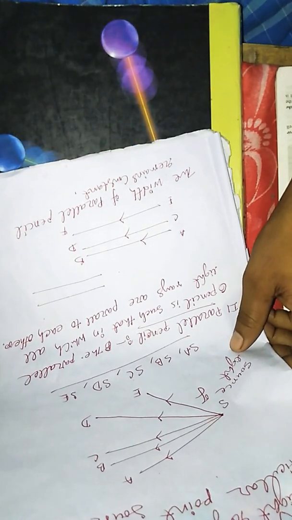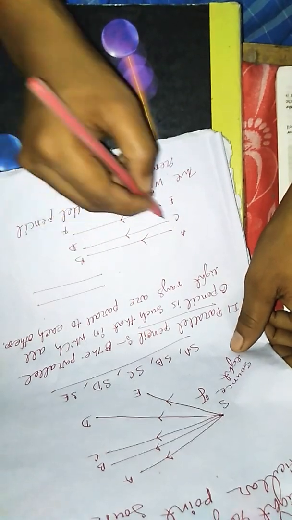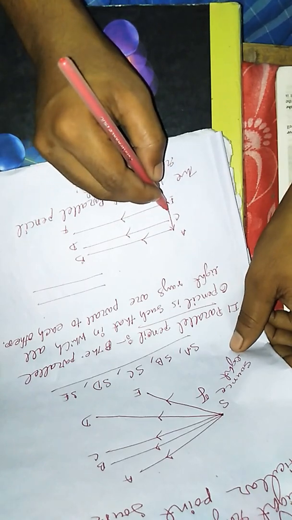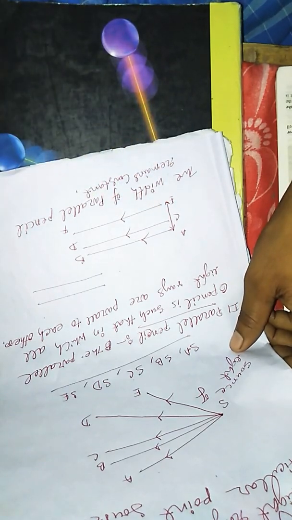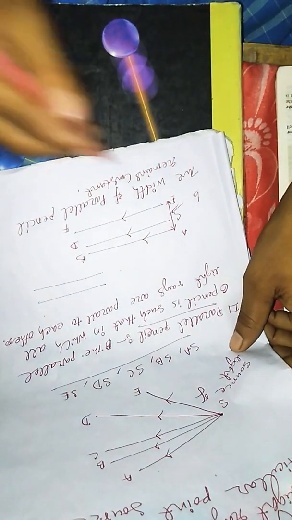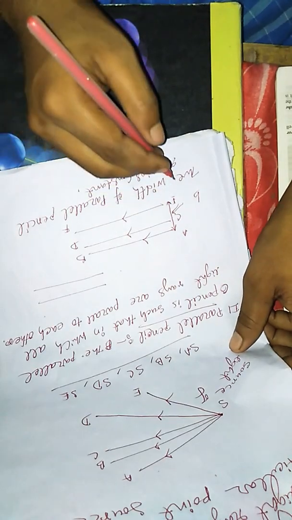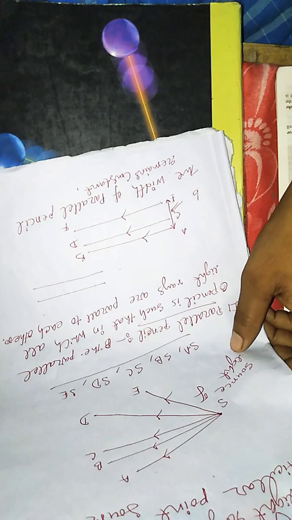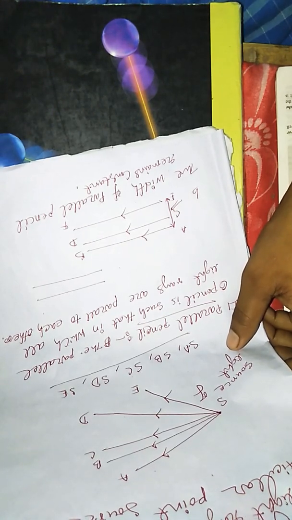Okay, the width of the parallel pencil. This length will be fixed for a parallel pencil, and this length doesn't change. Let us consider this length is a small b. That means the length b will not change for the parallel pencil. The width of the parallel pencil always remains constant.